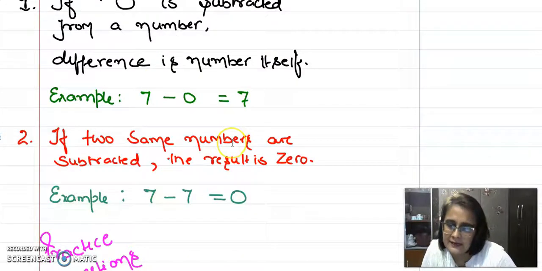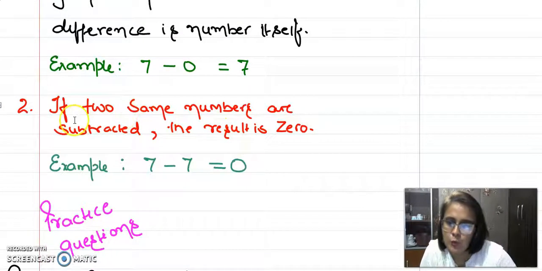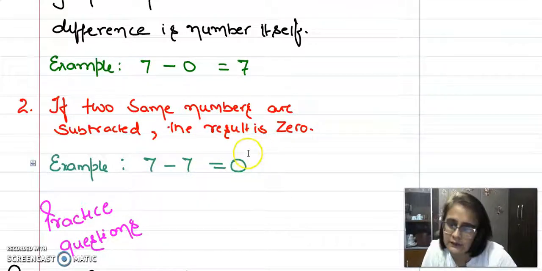Right? Let's move to the second property. If two same numbers are subtracted, the result is 0. Example, 7 minus 7. Both the numbers are the same, yes or no? So 7 minus 7, the answer is 0. So what is the property? If two same numbers are subtracted, the result is always 0. Am I clear? Are you clear with all the properties?